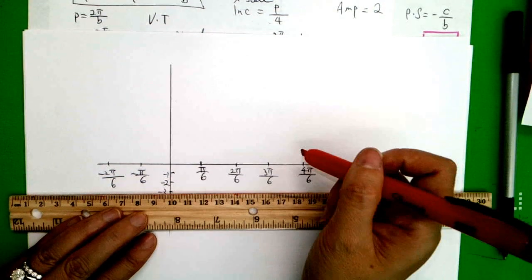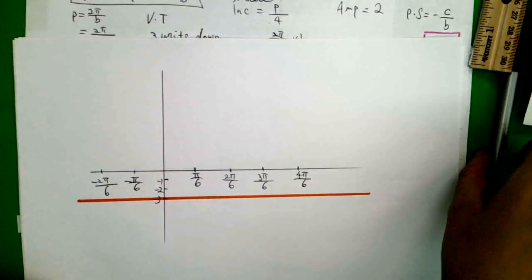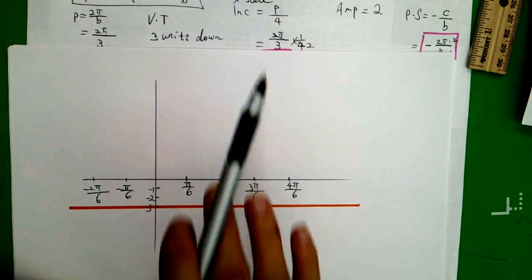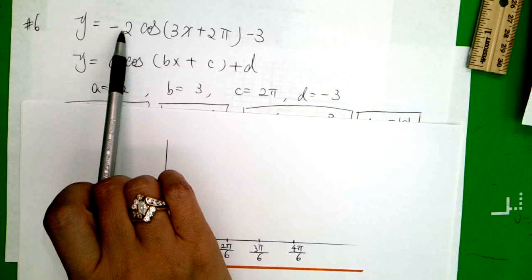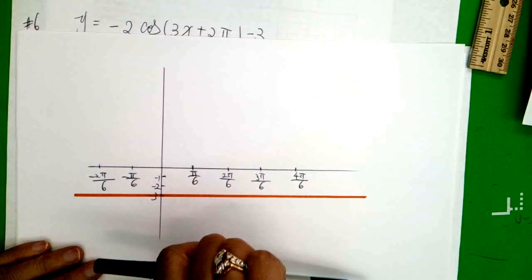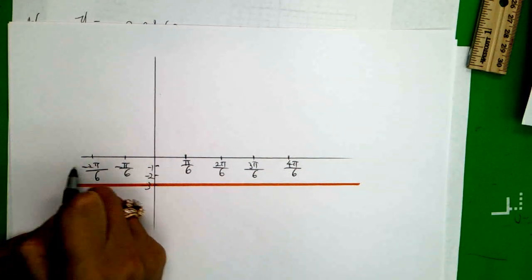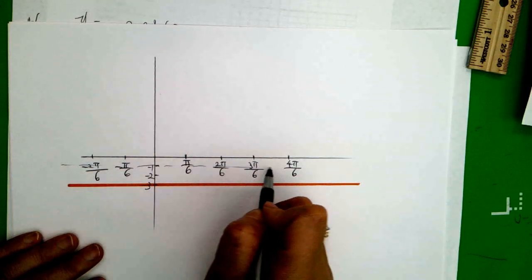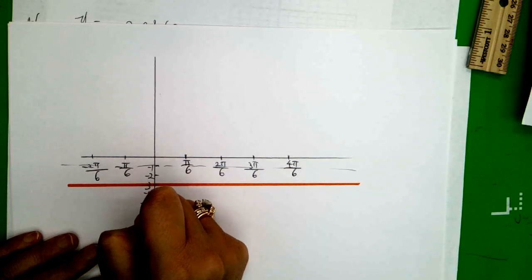It's nice if you have a highlighter or different colored markers to see what's going on. Because my amplitude is 2, if you remember the equation, I need 2 units to the top and 2 units to the bottom. 2 units to the top is here. 2 units to the bottom will be -4 and -5 is here.